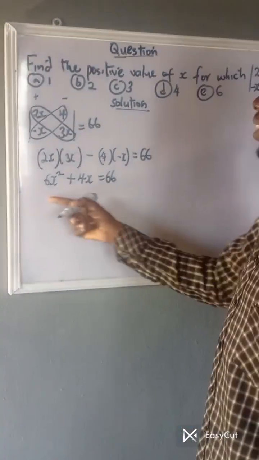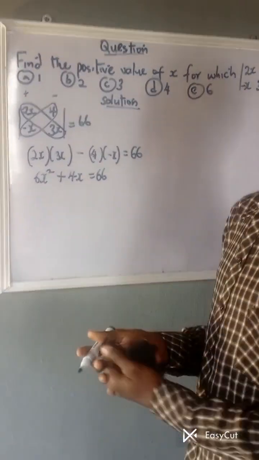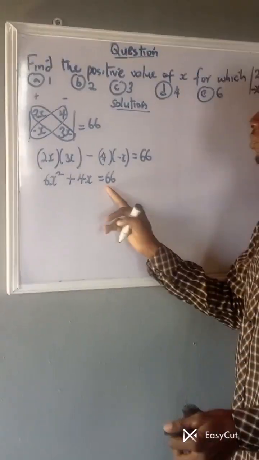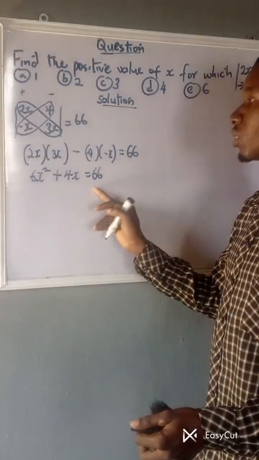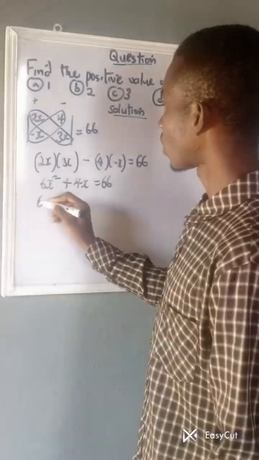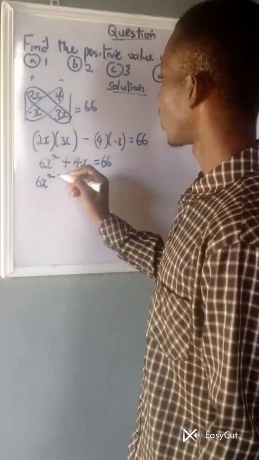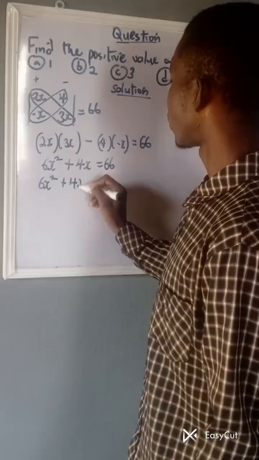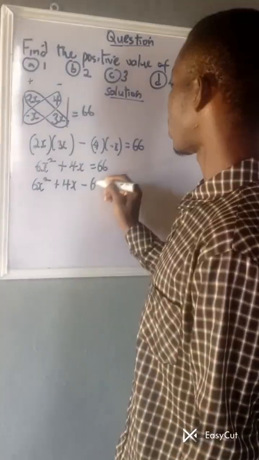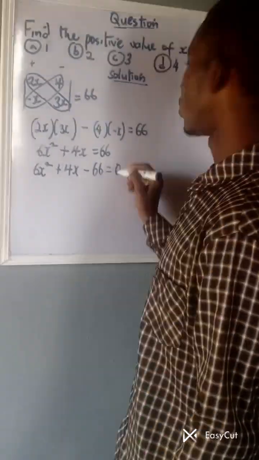When you have something like this, of course, it tells you it's a quadratic equation. And when you want to solve a quadratic equation, you have to make this side equal to 0. So how do you make it equal to 0? You bring your 66 to this side. So we have 6x squared plus 4x, and of course, when this one goes to this side, plus changes to minus 66 equal to 0.